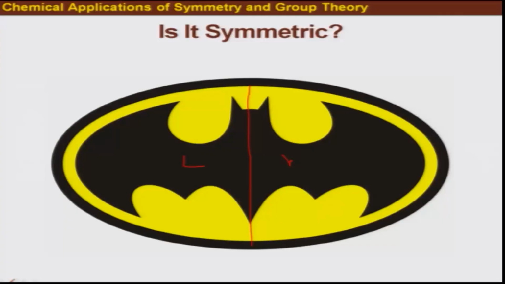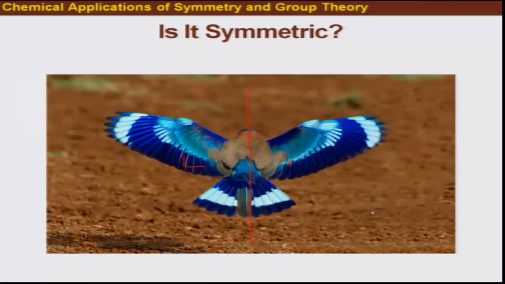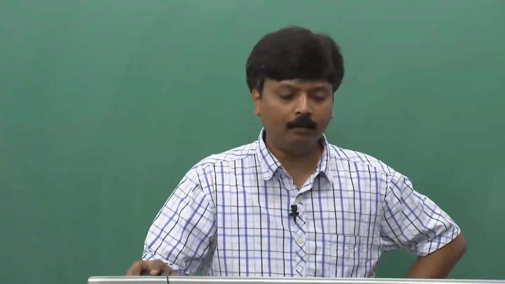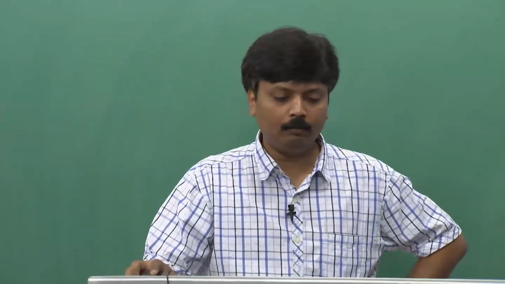Similarly, if I look at another picture, let me erase those things. Here also this is a picture of a bird, a beautiful bird, and you can see that about the mid portion of this bird's body, it is pretty much like a mirrored image. Both the sides, the wings and the tails, you can just dissect into two equal halves. So to you, it will be a very symmetric object.